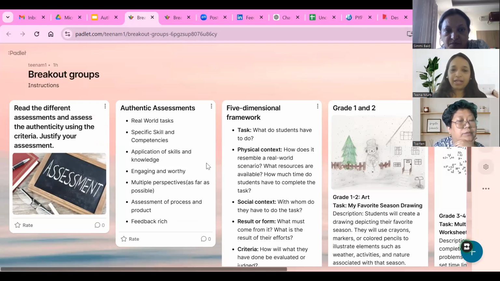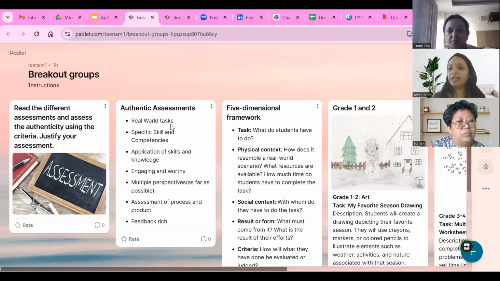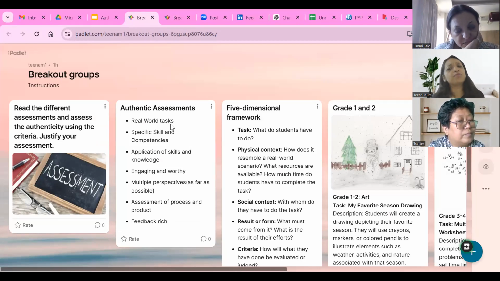First of all, authentic assessments, just to recall, are real world tasks. They always look for specific skills or competencies, and those knowledge and skills should be applied in that. It should be engaging and worthy. There has to be multiple perspectives as well, which might or might not be possible, because it depends on the task. Assessment of process and product, where the process should always be kept forward after the product. And it has to be feedback rich. I think in the morning also we have spoken about it. So this is that framework.